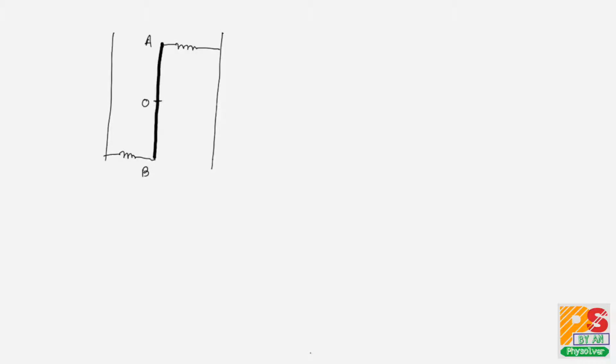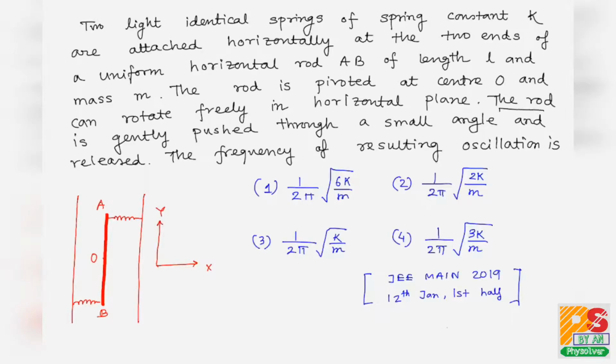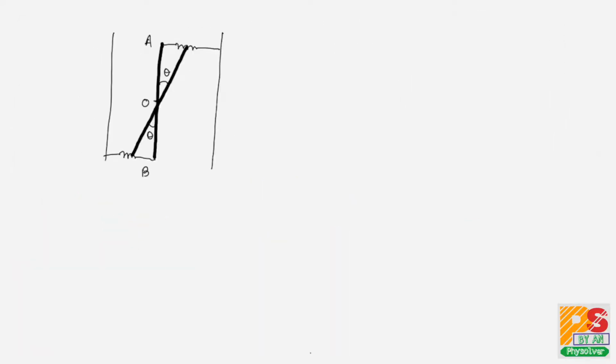Now suppose this rod is rotated by a small angle theta. Why is the angle small? Because it is written in the question: the rod is gently pushed through a small angle, right? So this theta is very small. Now when the rod is rotated like this, the two springs will be compressed like this, right? Compressed by what length?